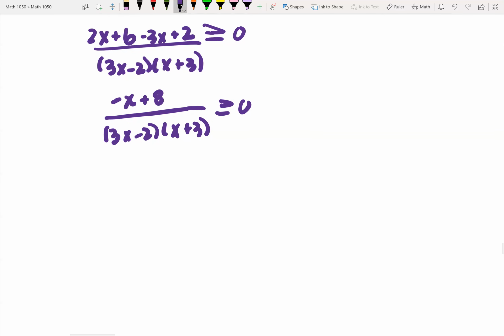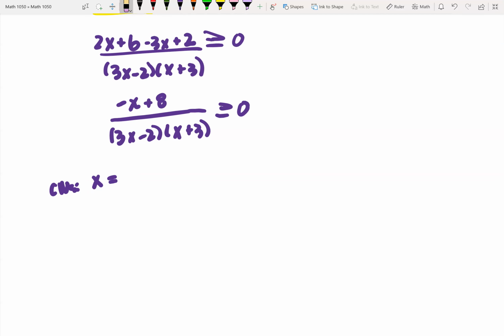Next step, critical numbers. People will look at the top and they say that that gives me a critical number of x equals negative 8, and that is wrong. Okay? It's not a negative 8. It's a positive 8. Here's why it's a positive 8. Guys, look. If you take negative x plus 8 and set it equal to 0, the x comes over and becomes a positive, and you get x equals 8. So just be careful with that. Set the bottom equal to 0.